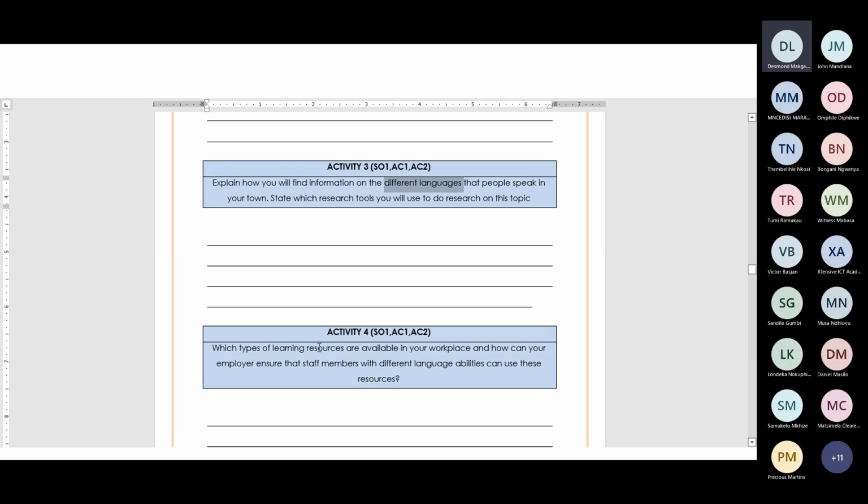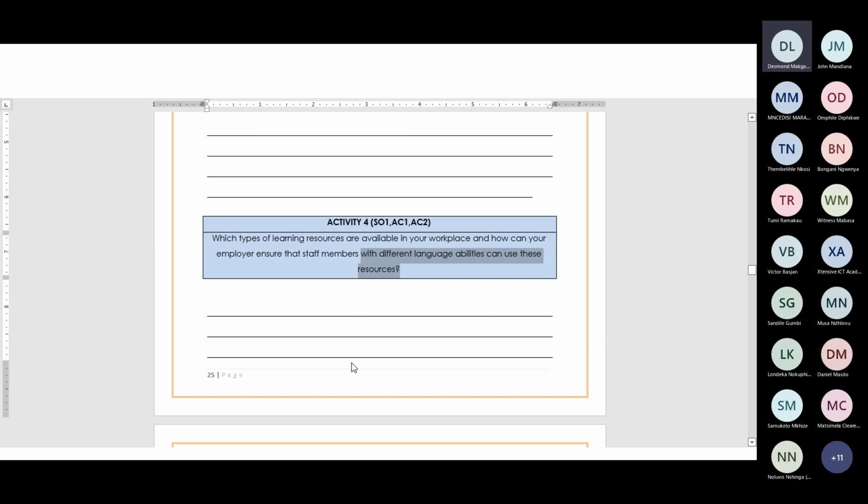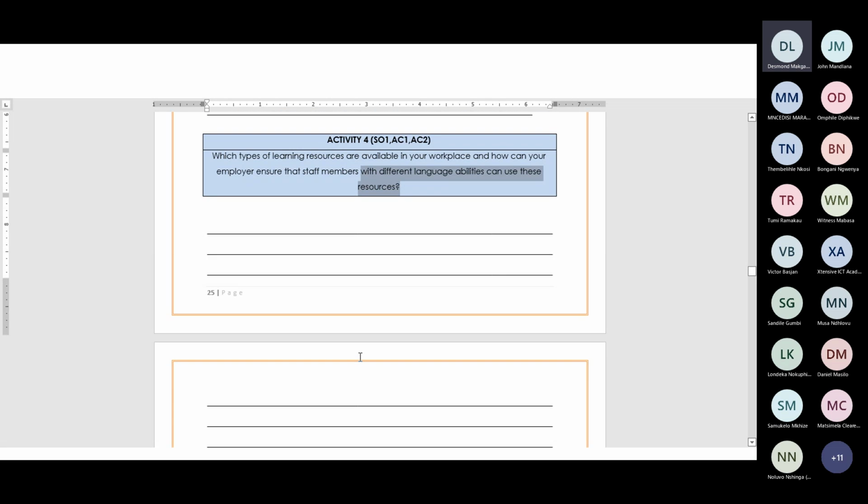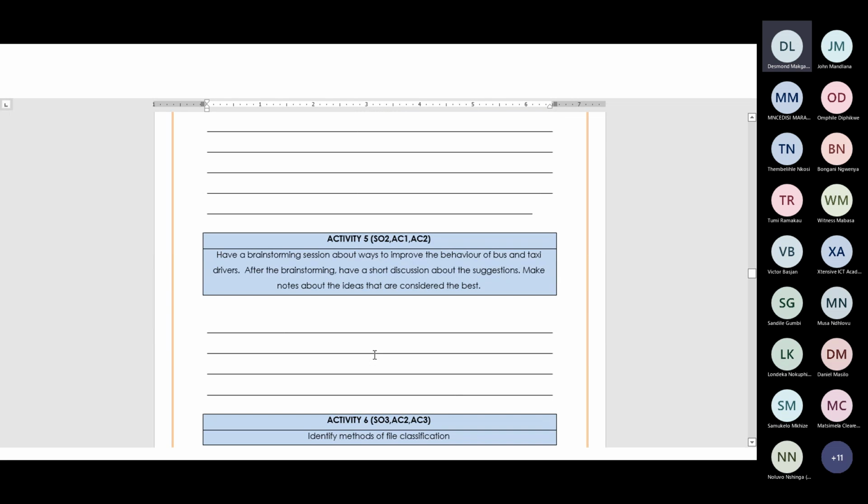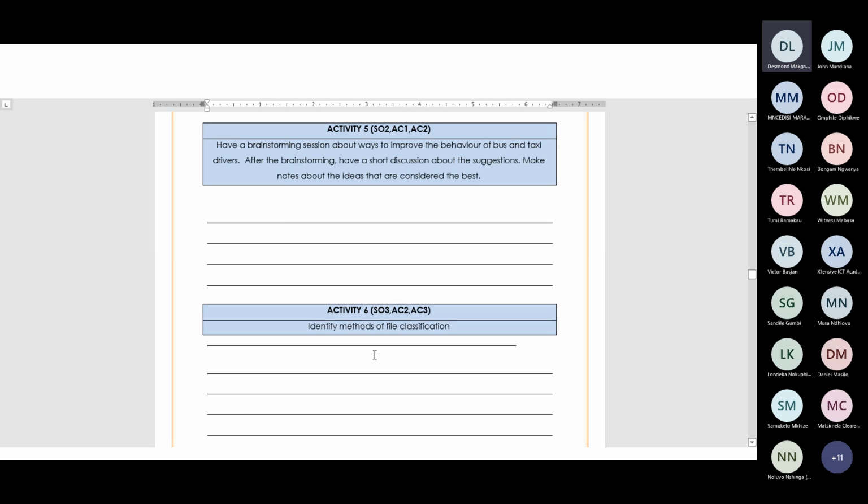Which types of learning resources are available in your workplace, and how can your employer ensure that staff members with different language abilities can use these resources? So I will also add here, you can look at your current workplace, and you can also look at an organization that you are familiar with. It doesn't have to be where you are working or where you've worked before. If you have a big organization that you have access to or you have knowledge of, you can also give us a response based on that, and you can answer those questions there.